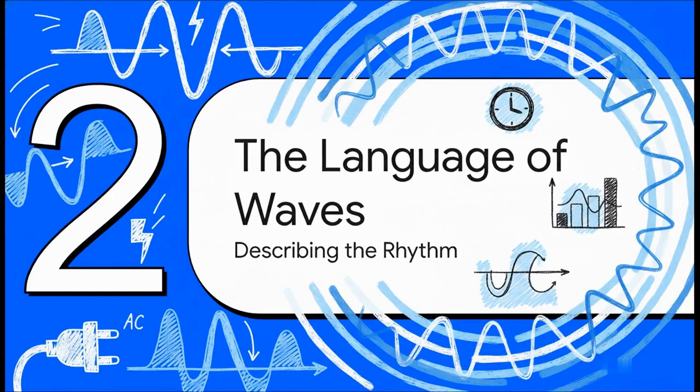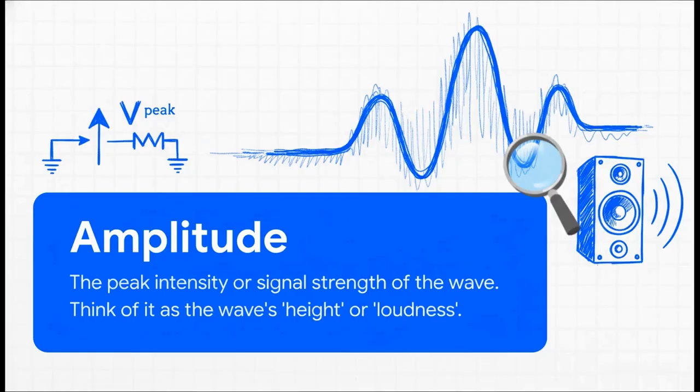There are basically three key specs that describe any sine wave. Once you get these three things down, you'll have the key to understanding how AC circuits actually work. First up, we've got amplitude. Super simple. It's just the peak intensity of the wave. Think of it as the wave's height. In electrical terms, that's its peak voltage or current. Basically, how loud is the signal.